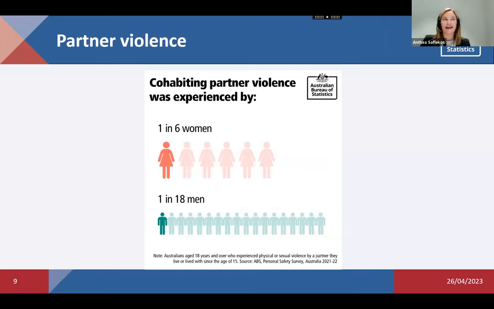So the next slide I have is the number of women who have experienced cohabiting partner violence. That just means that they lived with the partner at the time of the violence. And we have 1 in 6 women in Australia who have experienced physical or sexual violence by their partner. So that's 17% of women. And 1 in 18 men have experienced partner violence.